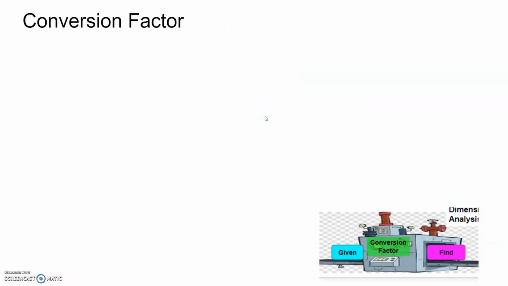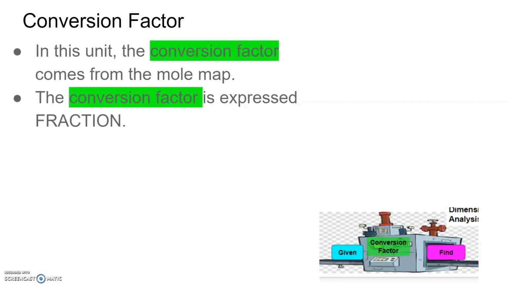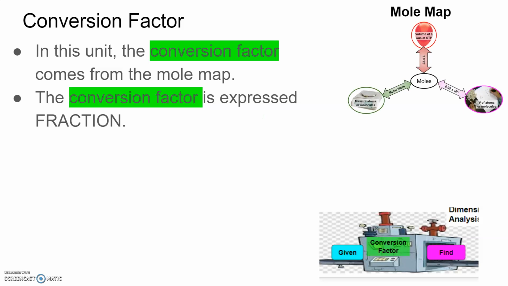So a key part of that dimensional analysis machine, of course, is that conversion factor. So let's take a deeper dive into what that is. Specifically in this unit, the conversion factor will come from the mole map, which is something that we've been looking at. And the conversion factor will be expressed as a fraction. So it'll have a numerator and a denominator. And you'll see why it has that in a moment.